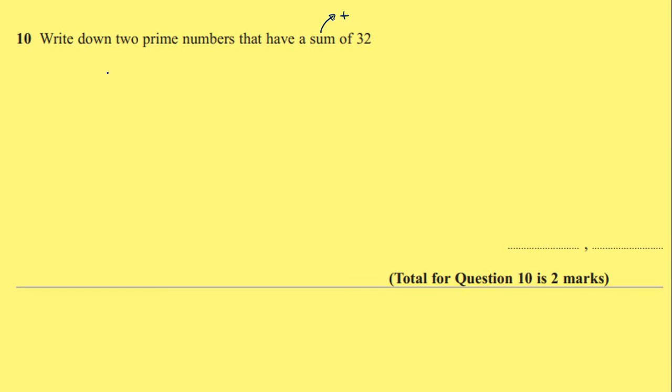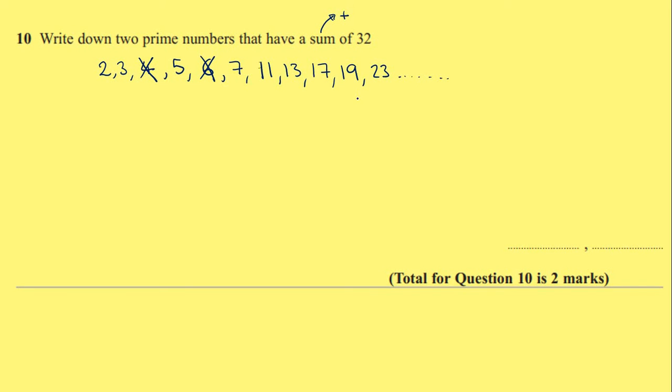So we need to list some prime numbers. We don't know what they are just yet. Now 1's not a prime, be really careful with that. But 2 is a prime, 3 is a prime, 4 is not a prime, and that is because 2 goes into it. 5 is a prime, 6 is not a prime, and that is because 2 and 3 go into it. 7 is a prime, 8's not because 2 goes into it, 9's not because 3 goes into it, 10's not because 2 goes into it, 11, 13, 17, 19, 23.